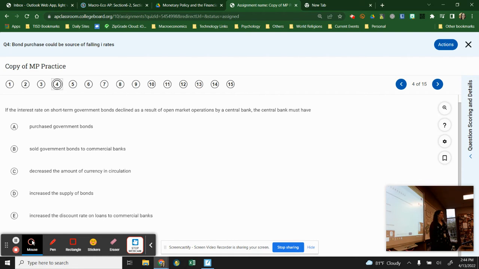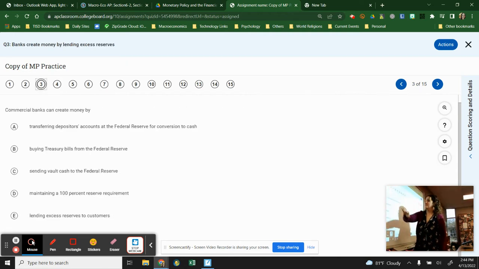Do you mean to go back to the other one? Yeah. Just what was the answer? E. Lending out excess reserves is how banks create money.